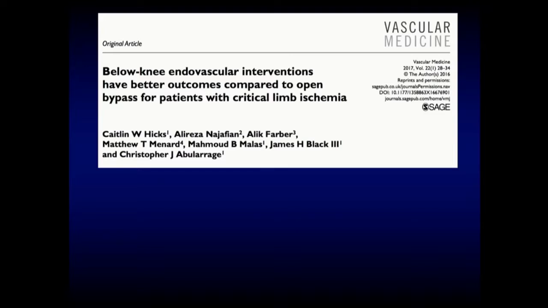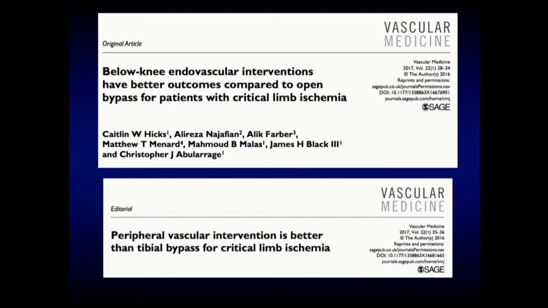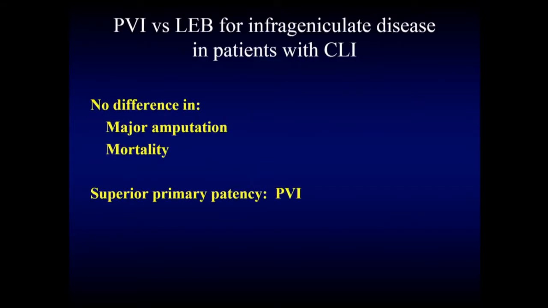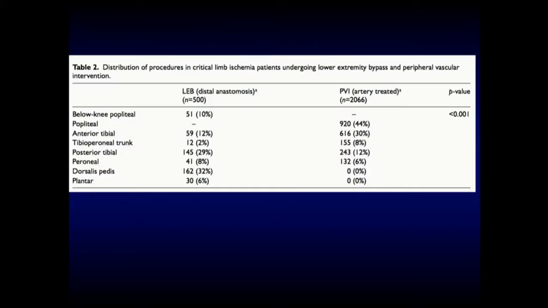So here's a paper from one of my favorite journals, Vascular Medicine, on BK endo versus open, and an accompanying editorial which states that PVI is better than tibial bypass for CLI. So while that may be the case, this paper didn't prove it, and I'm going to show you why. So 2,500 patients, these are the outcome measures. The majority had peripheral vascular intervention. There was no difference in major amputation or mortality, and superior primary patency of peripheral vascular intervention. So let's look at the details.